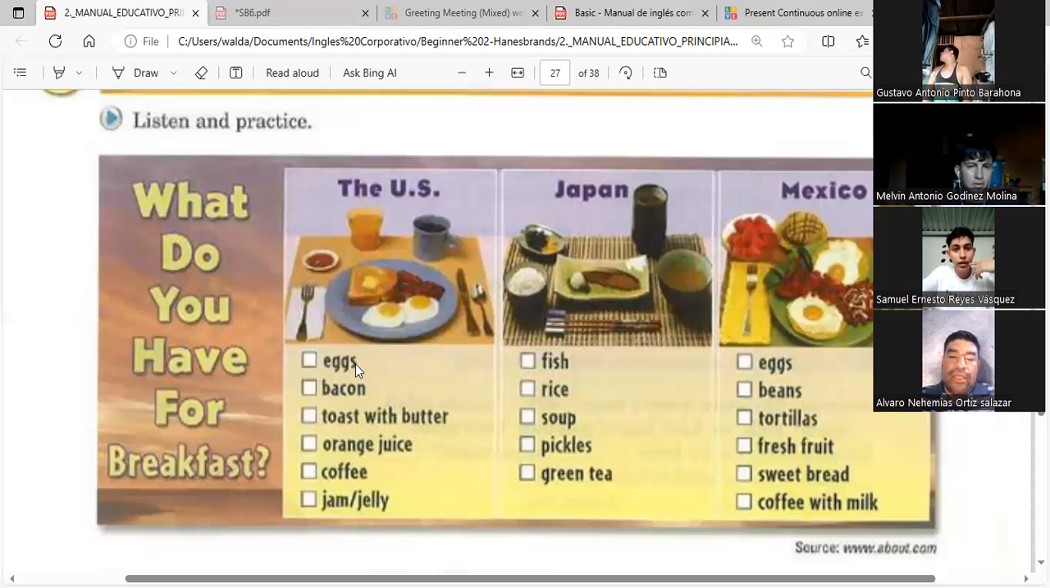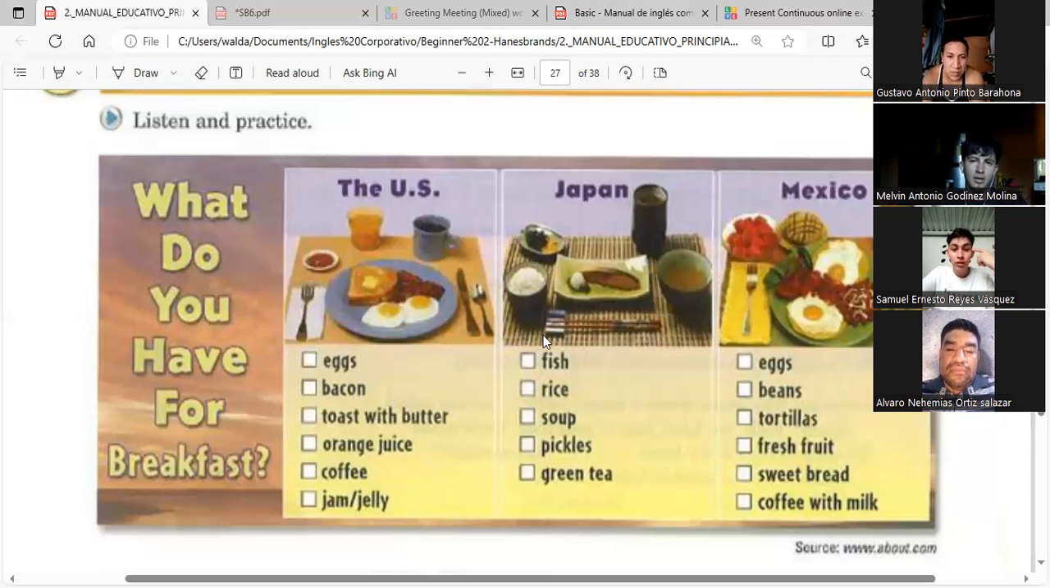Okay. So repeat after me. Eggs. Bacon. It's not bacon. Bacon. Toast with butter. Orange juice. Coffee. No coffee. Coffee. Jam and jelly.